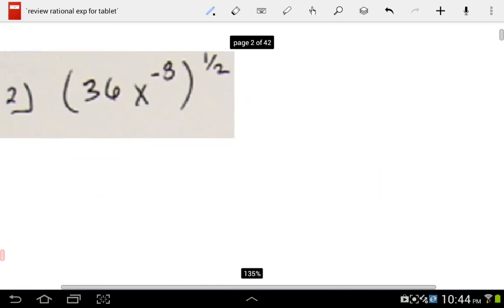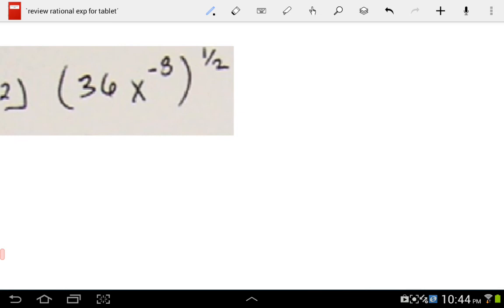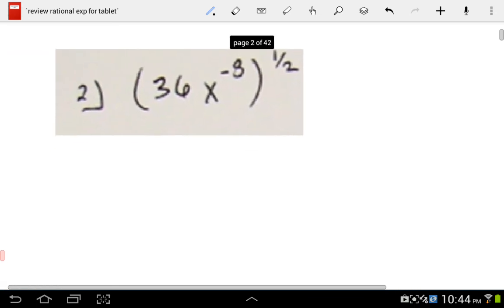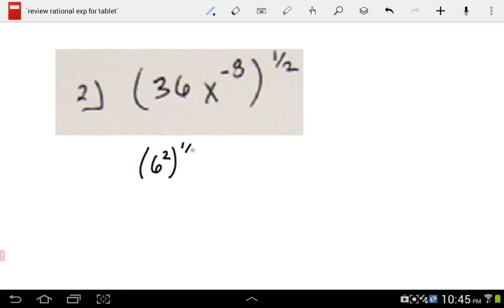Okay, on number 2, now we're raising a power to a power here. Since this 1/2 is going to apply to both of these, it's going to be better if we split this up. Now, the other thing that we're going to do when we raise a number to a rational exponent, or an exponent that's a fraction, it's best to write this number with an exponent. So I'm going to write 36 as 6 squared. So I'm going to have 6 squared to the 1/2, and there again, that's what our cheat sheet is there for, to help us do stuff like that.